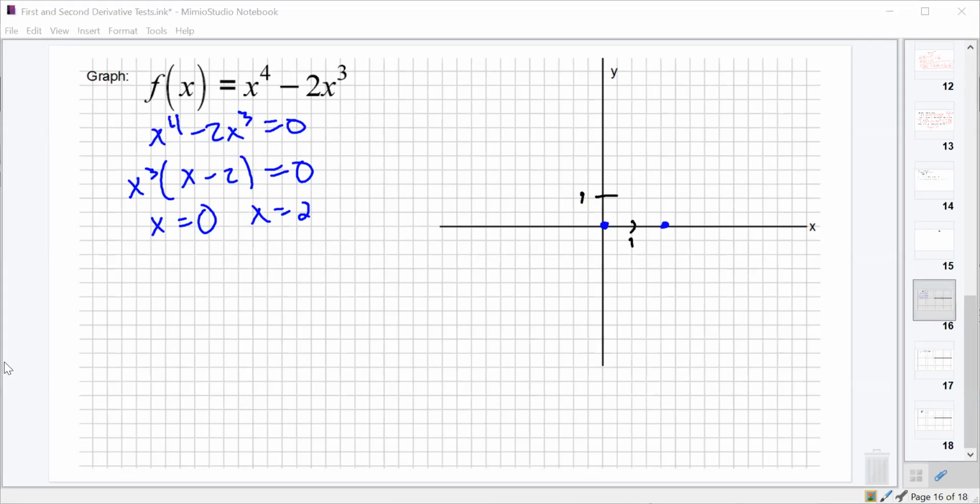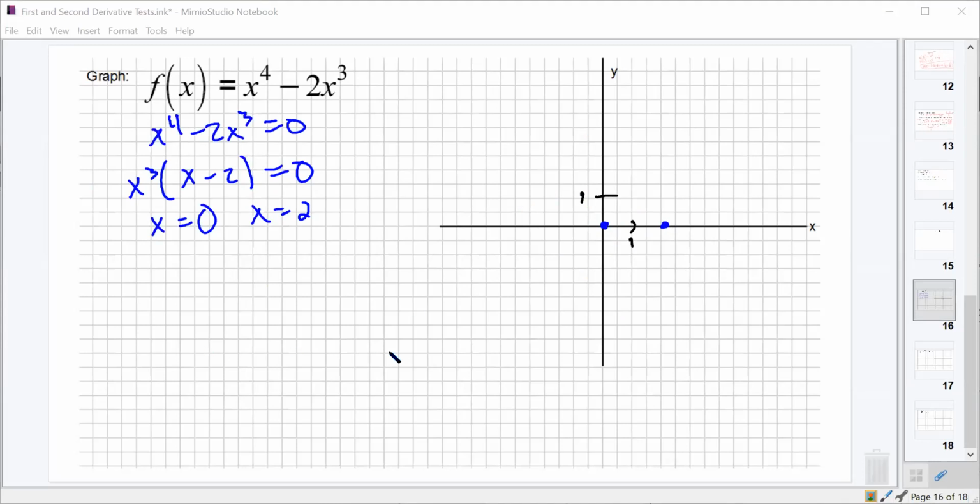Do we need to find a y-intercept also by plugging in 0 for x? Yeah, we could, but we already found it. We already have it, right? There's not going to be more than one y-intercept. We happen to get the origin as a point on here, so we don't need to find another y-intercept. There won't be one, or else it wouldn't be a function.